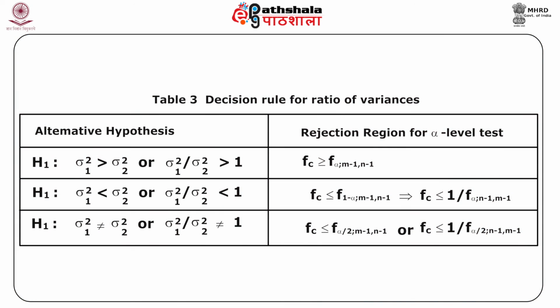The null hypothesis is rejected if the calculated value of the test statistic, that is FC, is significantly different from 1. Table 3 gives the rejection region for different alternative hypotheses, and you can see these decision rules for the ratio of variances in this table. The critical values are tabled for alpha levels which are 0.10, 0.05, 0.01, and 0.001. The one-tailed test can therefore be performed at these levels of significance. The levels of significance at which the two-tailed test can be performed are 0.20, 0.10, 0.02, and 0.002.